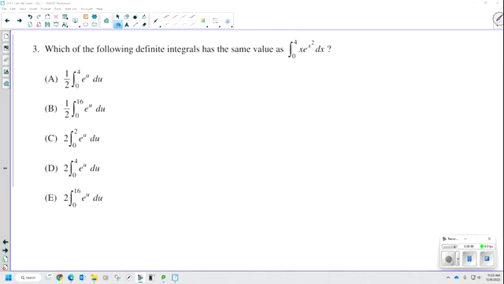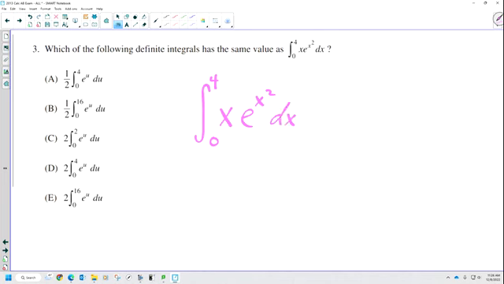Number 3. Which of the following definite integrals below, A, B, C, D, or E, has the same value as the integral from 0 to 4 of x times e to the x squared dx? Okay, so first things first here, kids. X e to the x squared dx. Okay, this is what I have.